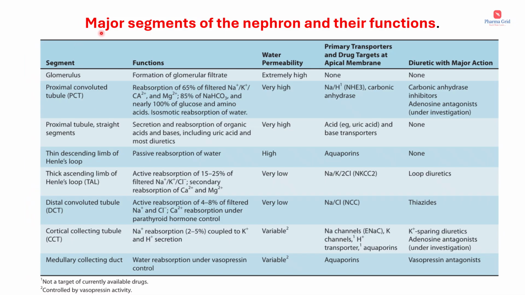In this slide, you can see the summary of major segments of the nephron and their functions. The major segments include the glomerulus, PCT, loop of Henle, distal convoluted tubule and the collecting duct. What are their functions, and how much percentage of electrolytes are reabsorbed? Electrolytes and water are reabsorbed, as you can see here. Then the water permeability, whether it is permeable or impermeable, which transporters are involved, and the diuretics with their major action.